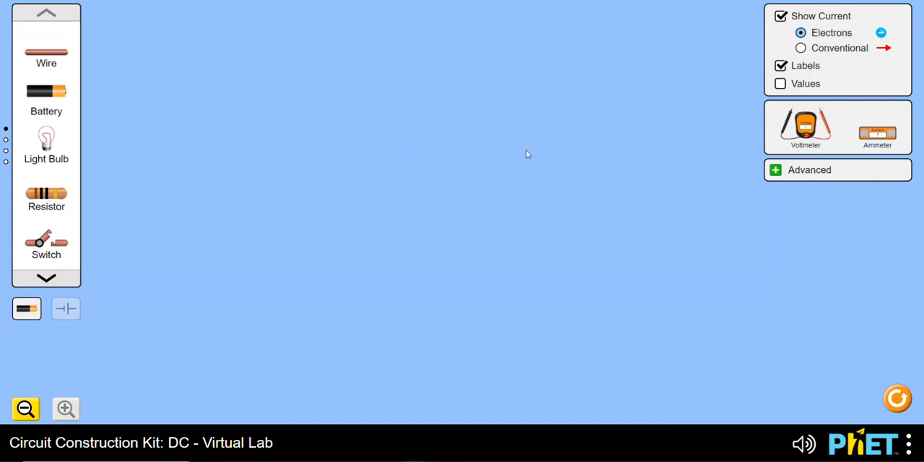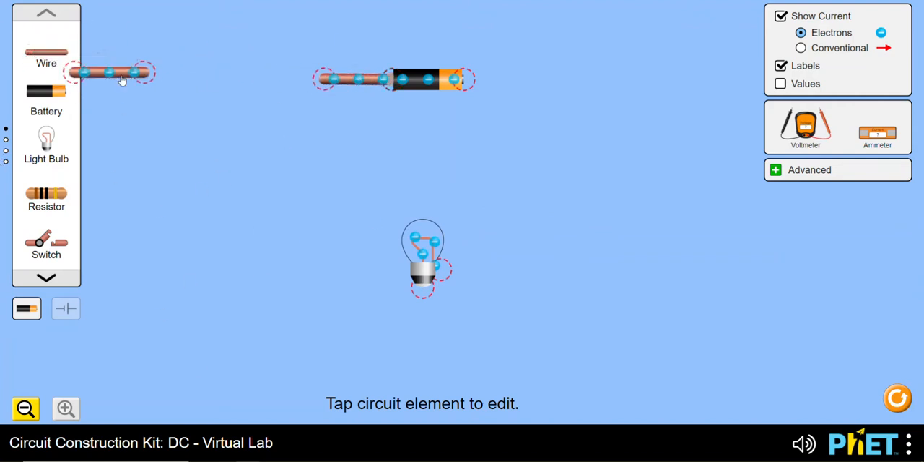Okay, so let's have a little think about this, some circuits, and let's just build one. Let's stick in a battery and stick in a bulb. And let's think about what it is that's going on in here. Okay, so let's think first about some wires in.